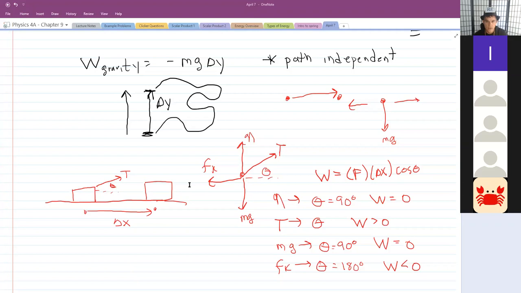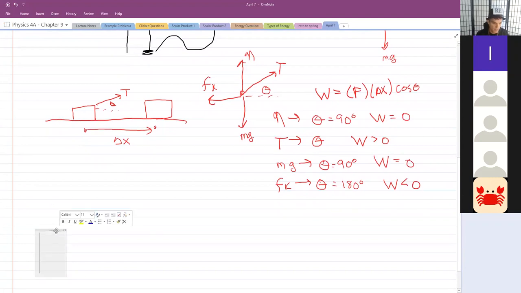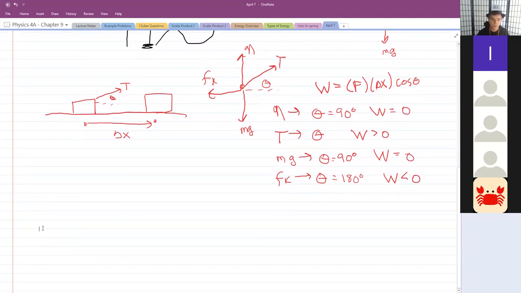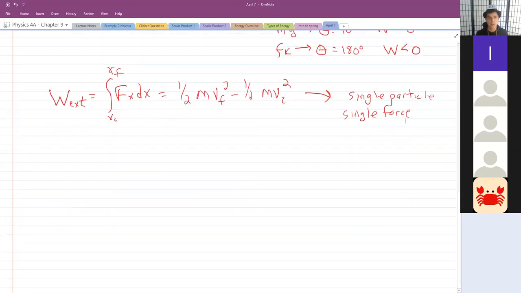Okay, you are welcome. So what I want to do is continue forth with this new material and basically finish chapter 9. Let me just remind you that this equation, the work done by external forces, which equals the integral of Fx dx from x initial to x final, equals 1/2 m v final squared minus 1/2 m v initial squared. Just as a reminder, when I derived this, this was for a single particle acted on by a single force. Now what I want to do is talk about what happens if I have multiple forces acting on it and I have more than one particle.